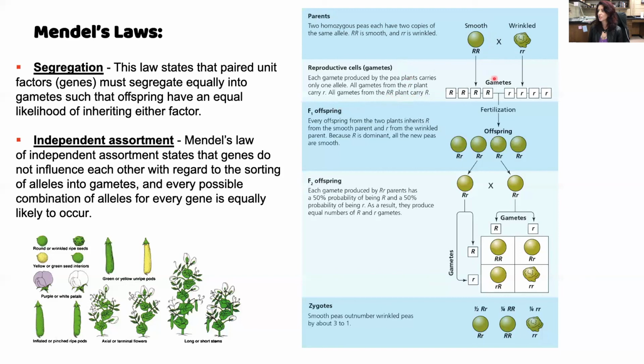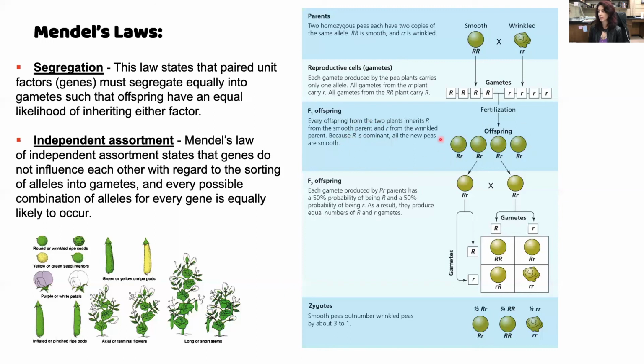So this is the representation of the two sets of gametes that are produced by the parents. We have only big R's here and only little r's here. All dominant, all recessive. In the first generation, we can see what offspring are produced. Every offspring from the two parents inherits a big R, a dominant allele from the smooth parent, and a little r, a recessive allele from the wrinkled parent. Because big R is dominant, all the new peas are smooth.